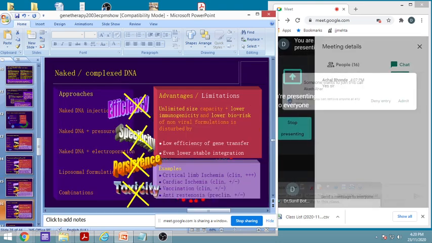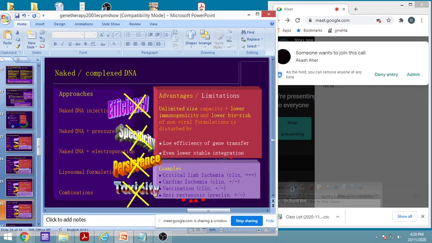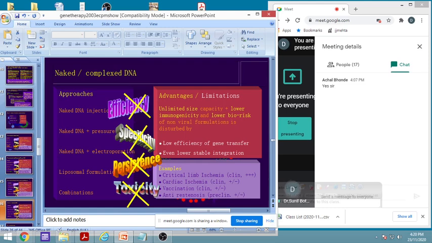Then naked or complex DNA. These are direct DNA, with no coating and no insertion in viruses. Examples are naked DNA injection, naked DNA with pressure jets, naked DNA with electroporation, liposomal formulation, or a combination of any of these various formulation techniques.